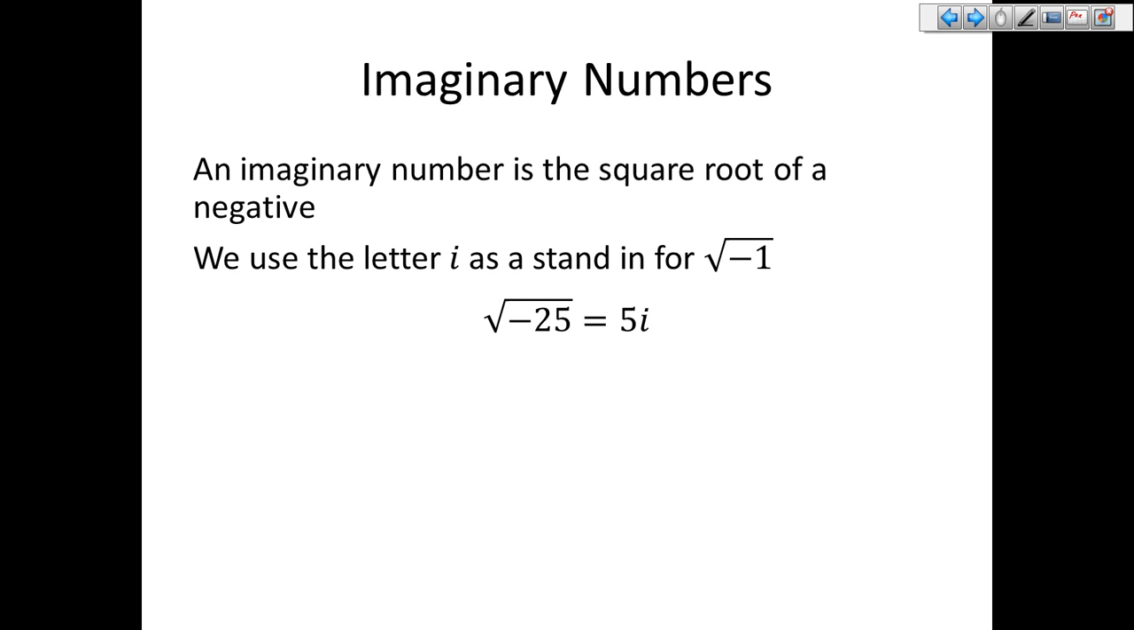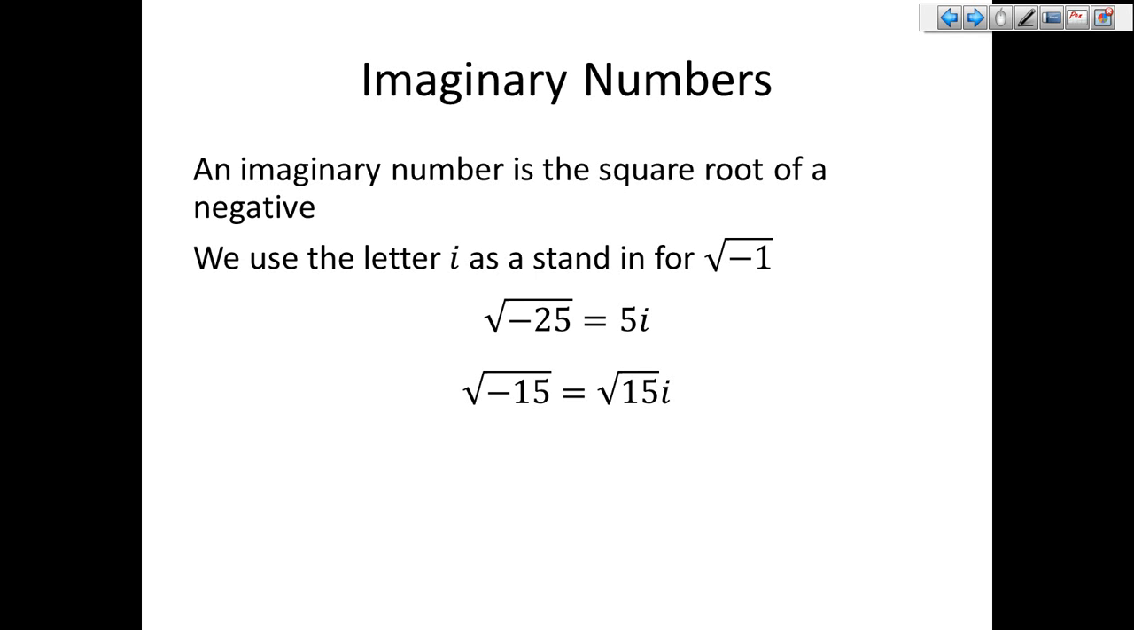If we ask what's the square root of negative 25, well, the square root of 25 is 5, so that's easy. But because it's the square root of a negative 25, we let that i take the place of the square root of negative 1. So the square root of negative 25 is equal to 5i.